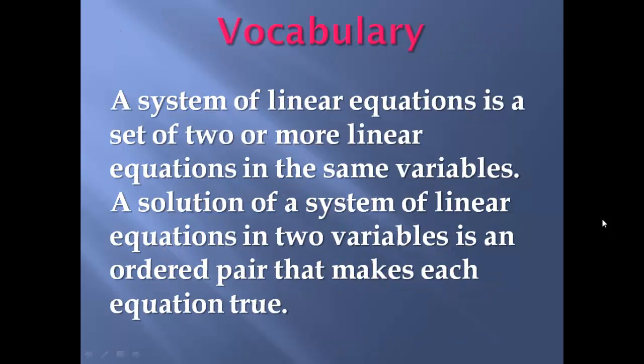First, we're going to look at our vocabulary. A system of linear equations is a set of two or more linear equations in the same variables. A solution of a system of linear equations in two variables is an ordered pair that makes each equation true.